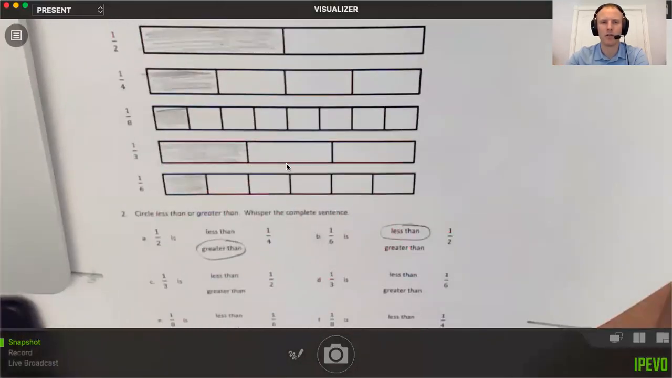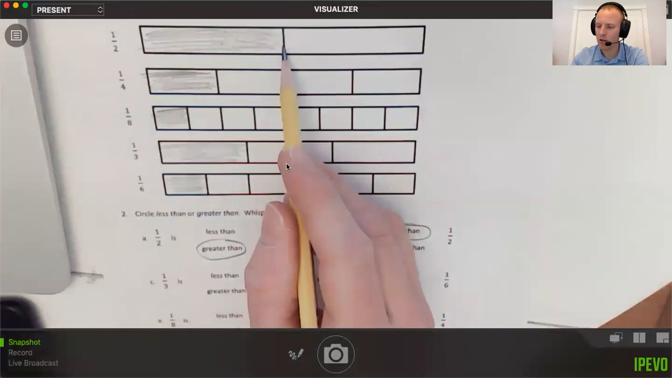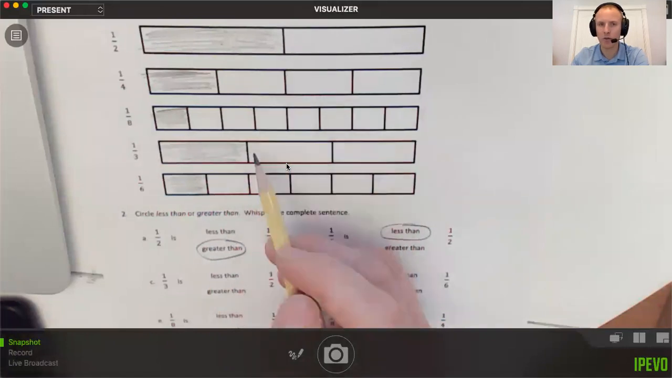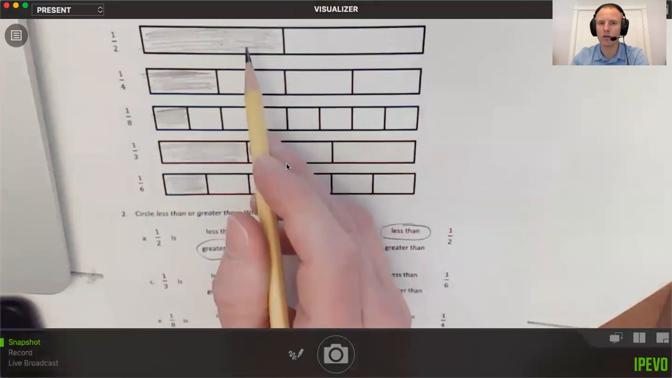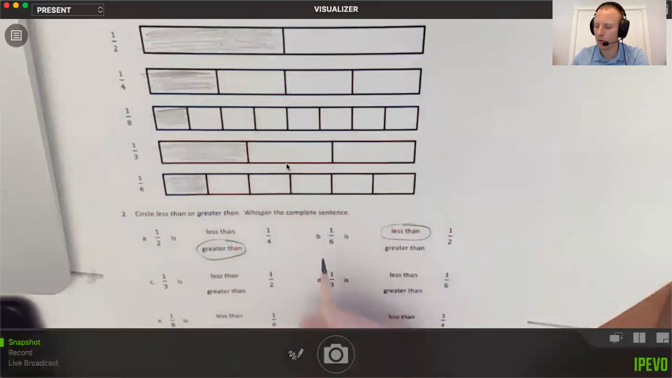Can we fit everything in there? 1/3 is less than or greater than 1/2. Well, 1/2 again is here. 1/3 is here. You can see that 1/3 comes to about here, where there's additional stuff in the 1/2. So 1/2 is greater than 1/3, which means we need to mark that 1/3 is less than 1/2.